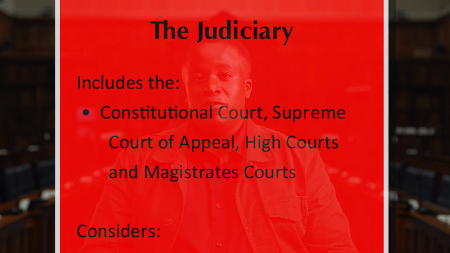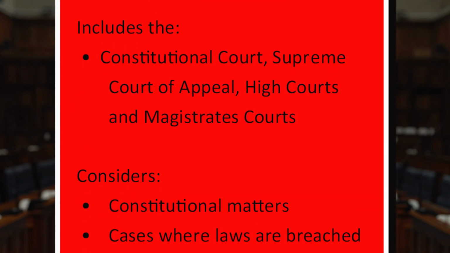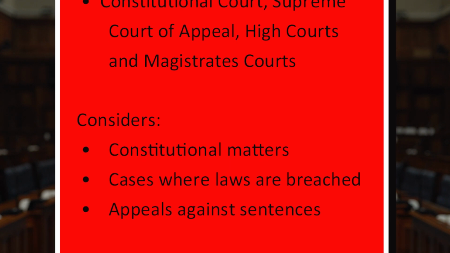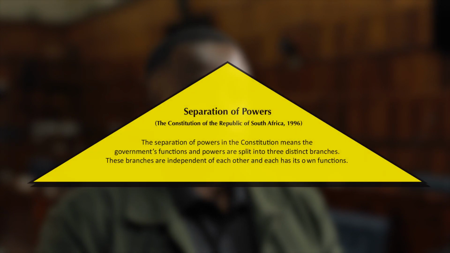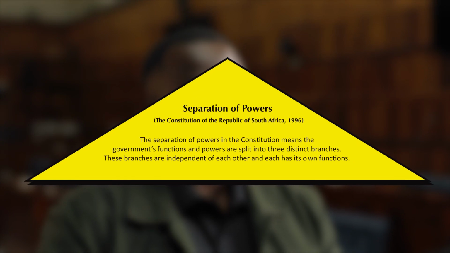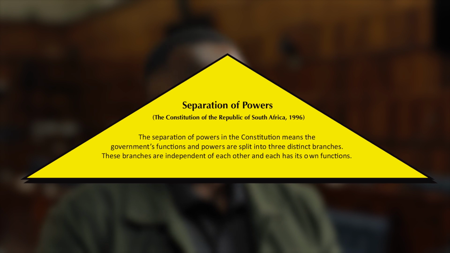Then the third arm of government is the judiciary, and the judiciary performs a very important function in our country of interpreting laws and applying them in specific situations. The way this is set out in our Constitution provides for the principle of separation of powers. The principle of separation of powers is very important for South African democracy. It is important for the following reasons: it ensures that there is no concentration of power in one arm. It also ensures that there is no interference by one arm in the other arm's area of operation.